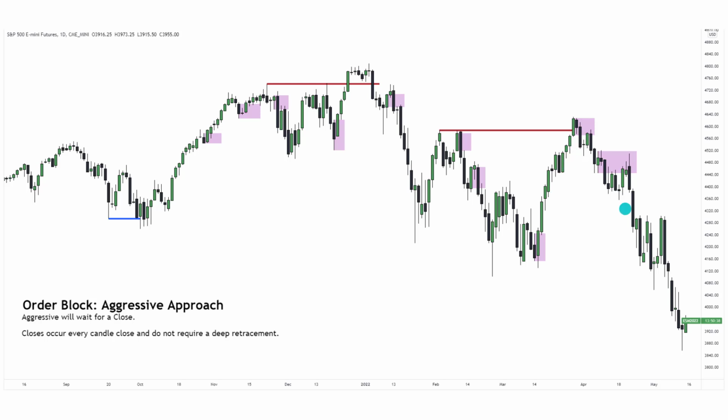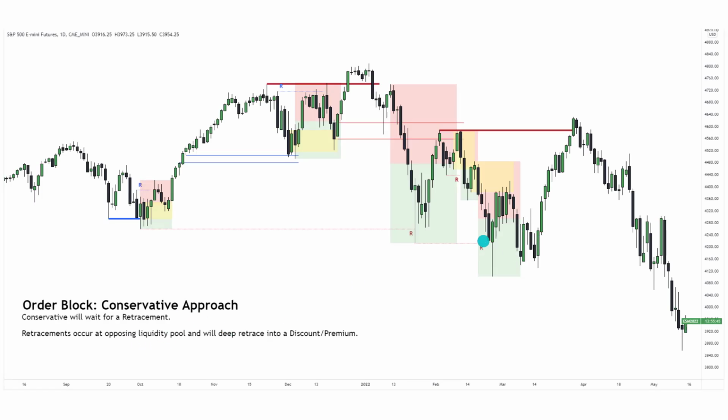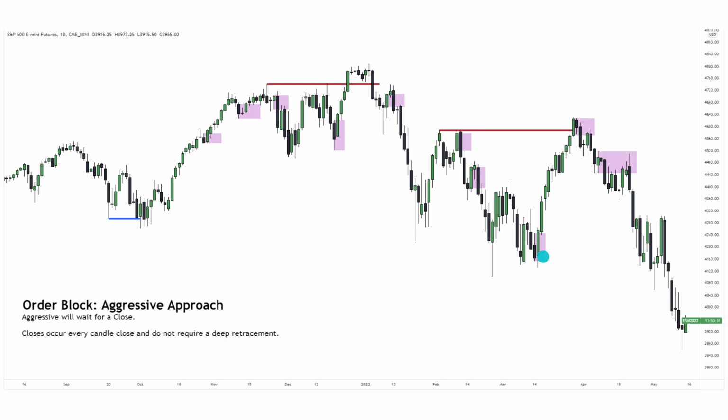So you can see that this approach does not require an opposing liquidity pool for a deep retracement like this. You can see this is a deep retracement. As opposed to this, it's very instant. Here's a clean one. Liquidity pool. Up candle gets closed below. Retest, displacement.